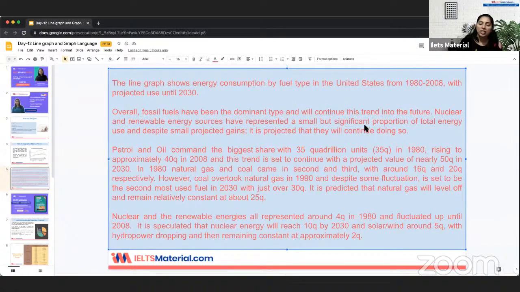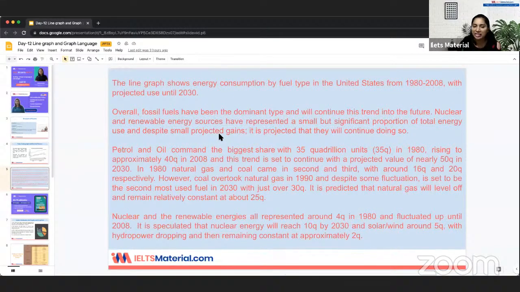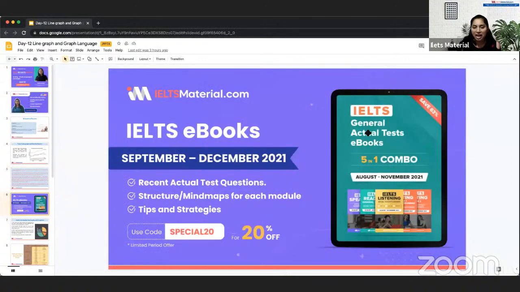Okay. So now, this was the answer related to the line graph. Now, I would again like to give you the information related to the ebooks. You can see very clearly that we have the actual test.